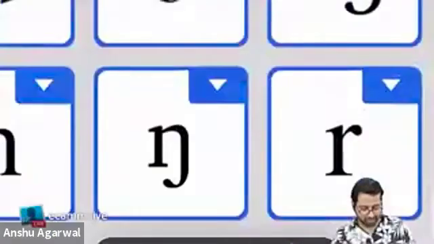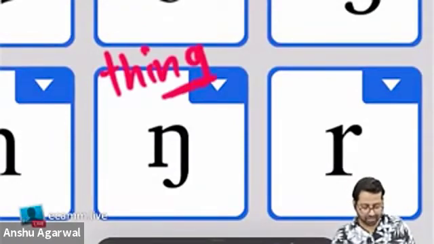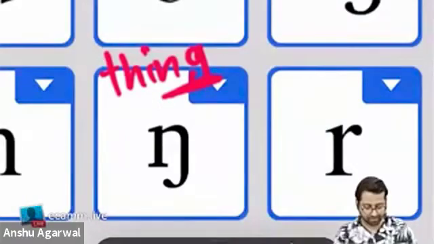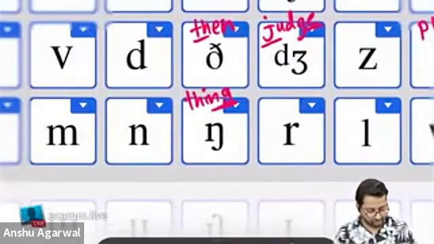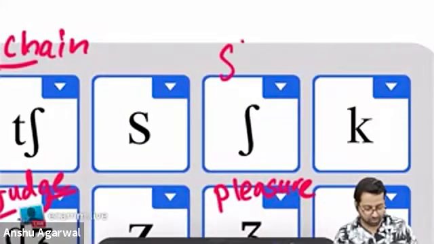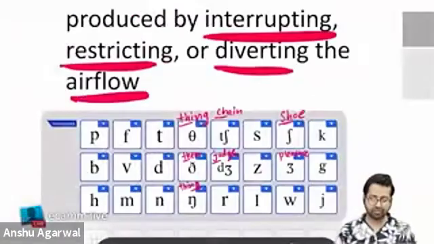Right? And here, this is like in thing, we saw some th sound, but this is the sound at the end. Thing. And rest all are straightforward. This one is the sh sound, just like shoe. The sh sound here. Rest are straightforward.